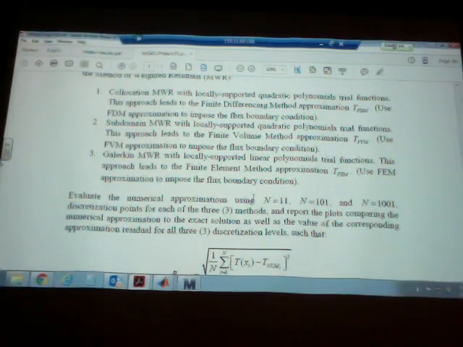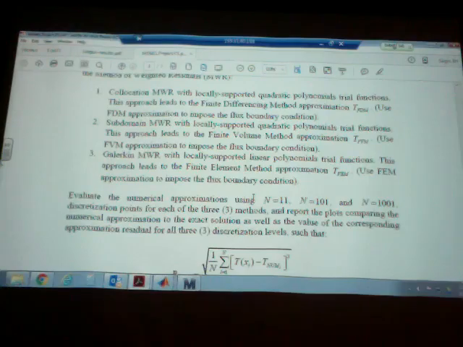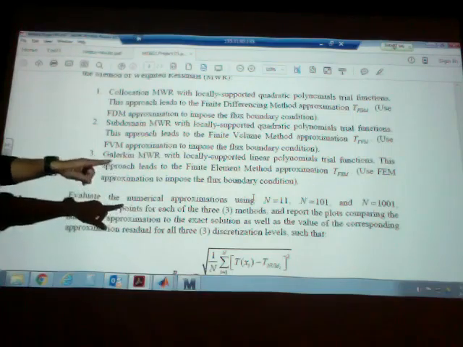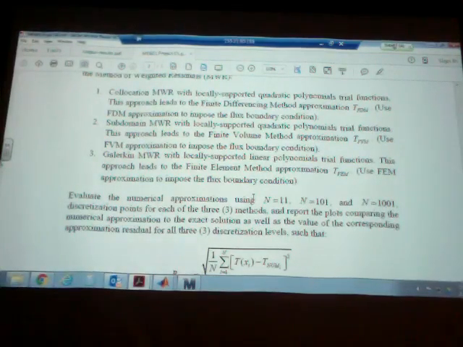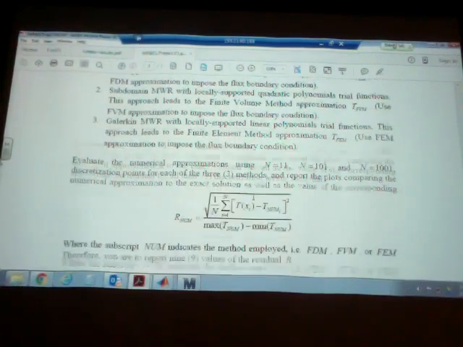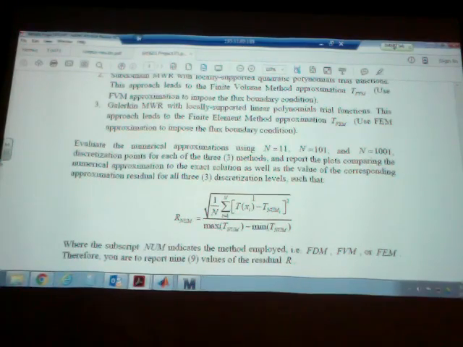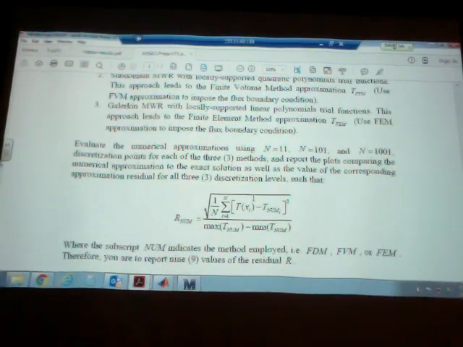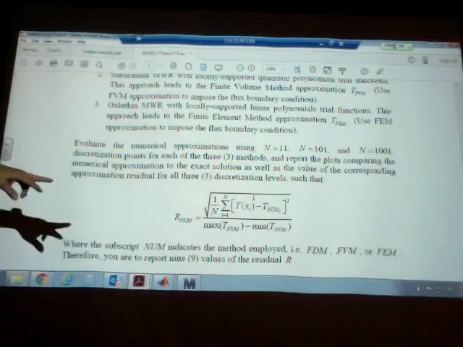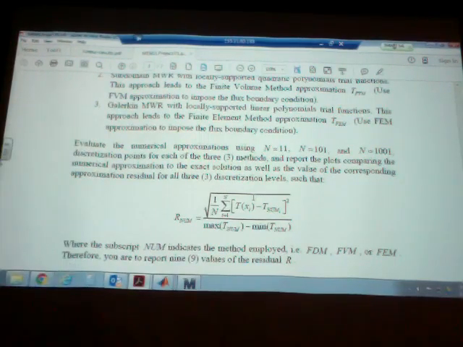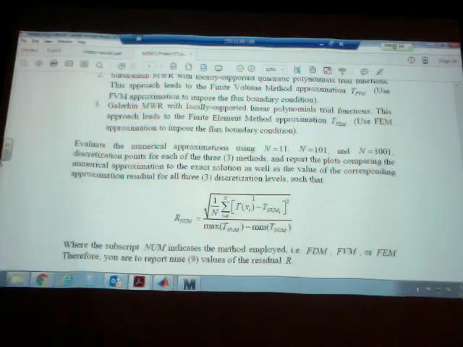For each of the 3, you're going to do this 9 times basically. Well, not 9 codes, you're going to write the same code and run it 3 times. Report the plots comparing the numerical approximation to the exact solution as well as the value of the corresponding approximation residual for the 3 discretization levels. We're going to define the residual like this. The residual for the numerical method that you're using, whether it's FDM, FVM, or FEM, will be like this, where the subscript num indicates the method employed. Therefore, you are to report 9 of these residuals, 3 for each method.